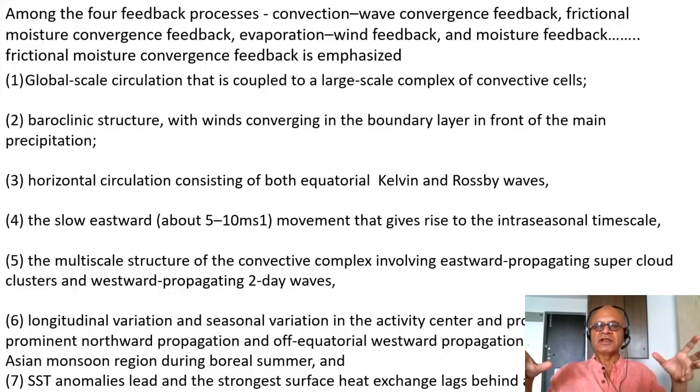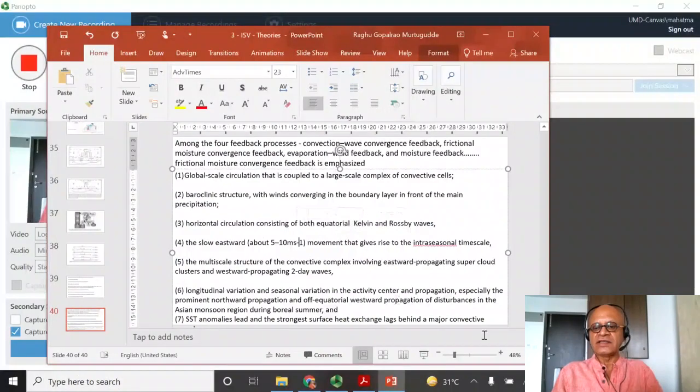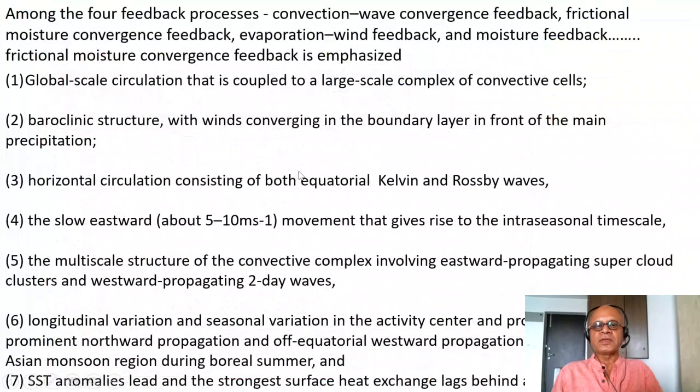So explaining the convectively coupled Kelvin waves and the proper feedback propagation speed is possible with the frictional convergence. The other feedbacks give you reduced stability, but the reduction in speed is not fully explained. Okay, so that's important. So that's horizontal circulation consisting of both equatorial Kelvin and Rossby waves, and the slow eastward speed that is observed, about 5 to 10 meters per second, should be -1 there. Sorry, let me put the laser again, I keep forgetting. Okay, so movement that gives rise to the intraseasonal time scale is better explained by the frictional convergence.